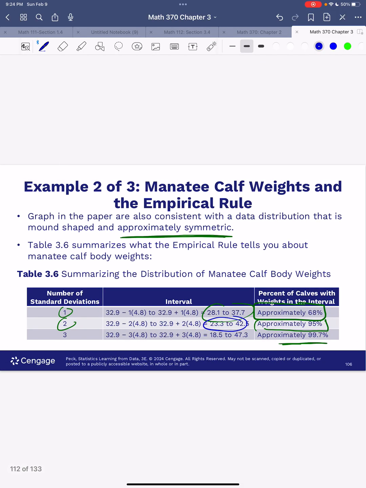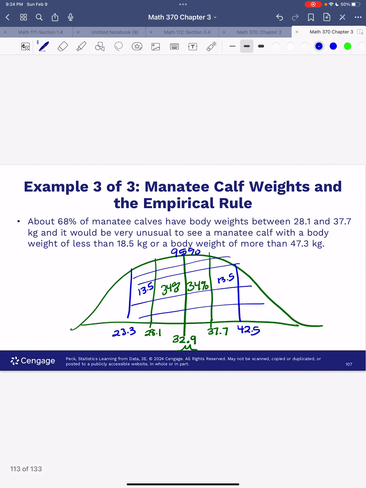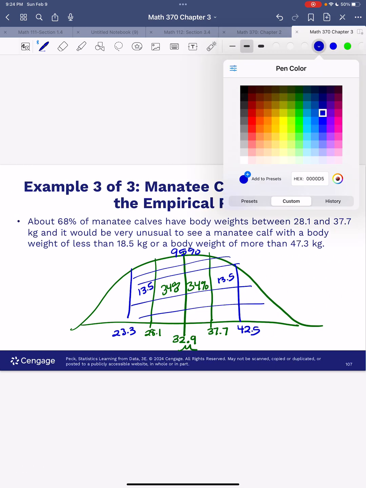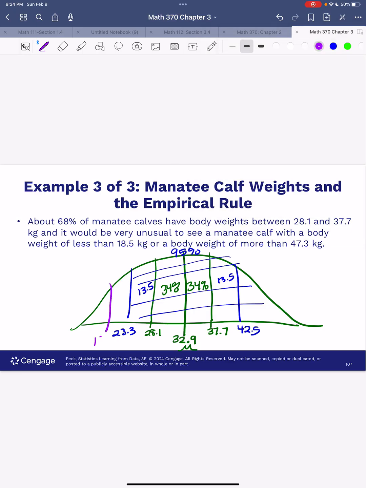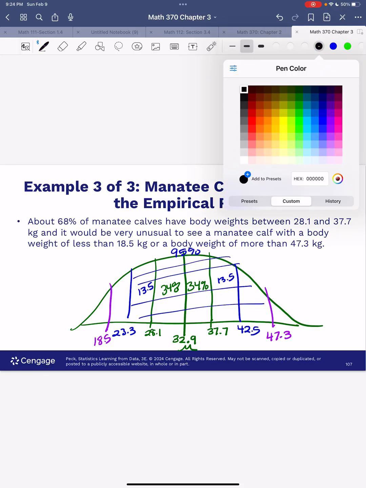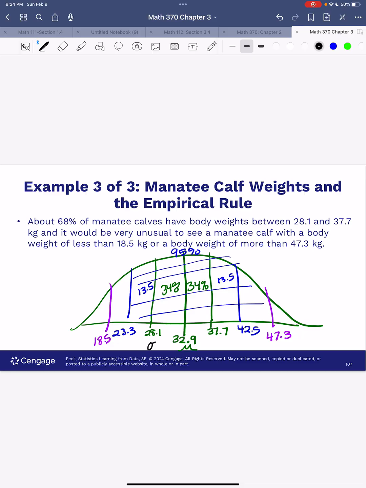Now, to be within 3 standard deviations of the mean, we get 18.5 and 47.3. So this represents, let's just get some black, we've got 1 standard deviation, so that's just 1 sigma, 2 sigma in blue, and 3 sigma in this fuchsia.